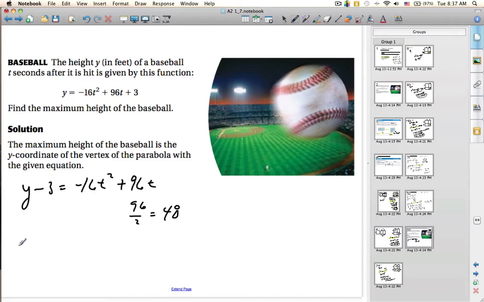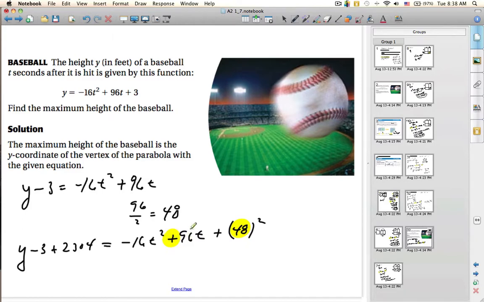So when I do that, I'll have y minus 3 plus 2304 is equal to negative 16t squared plus 96t plus 48 squared. Now remember, I write it as the value squared on this side because the 48 is the number I'm looking for. Oh, but I made a mistake.